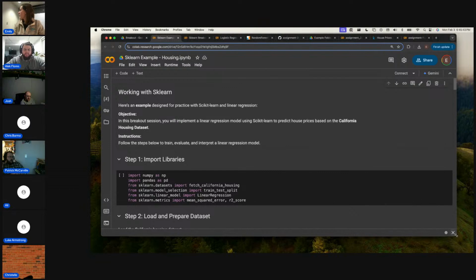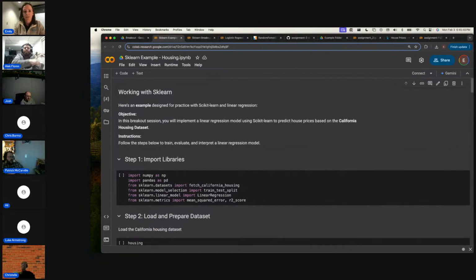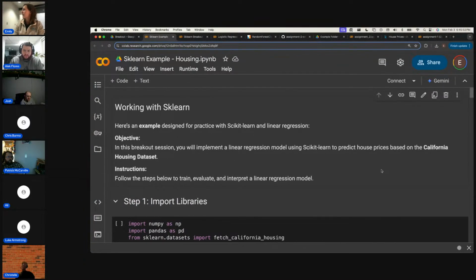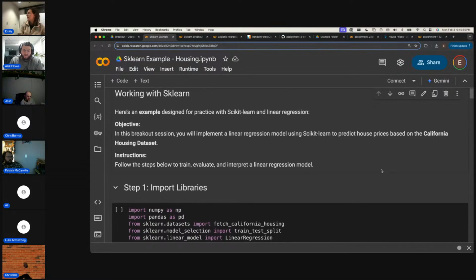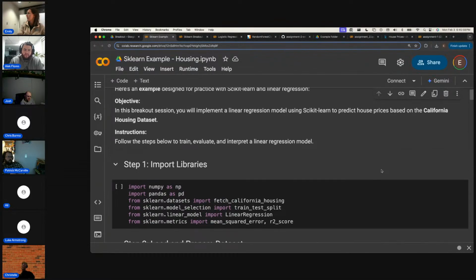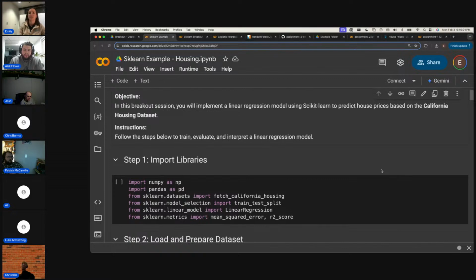Here is our sklearn example. Let me see what this looks like on your guys'. A little more zoom would be good, huh? Okay. All right, here's an example that we designed to practice sklearn for linear regression. We're going to focus on a housing data set for this.